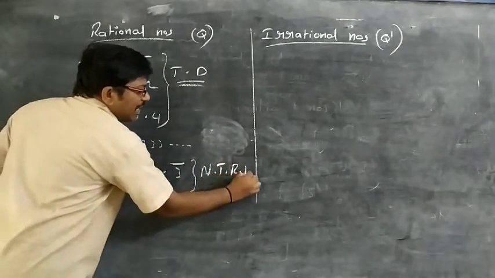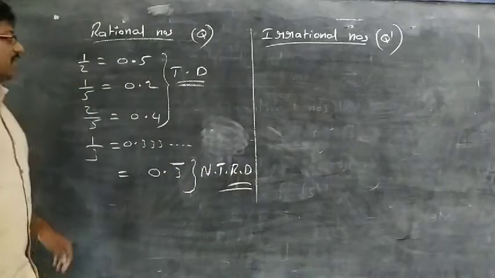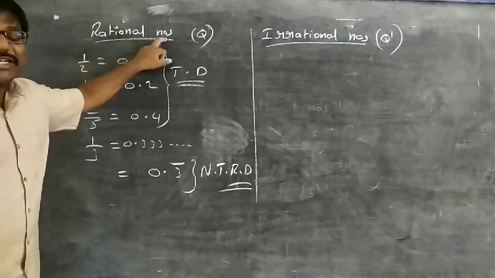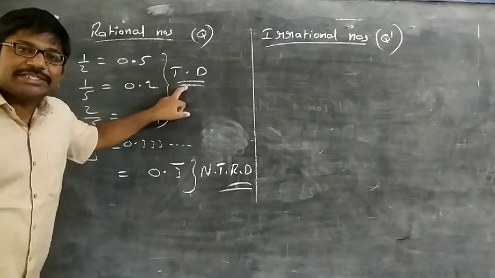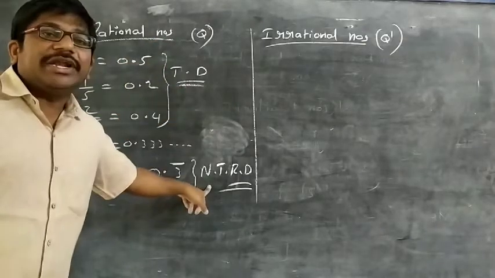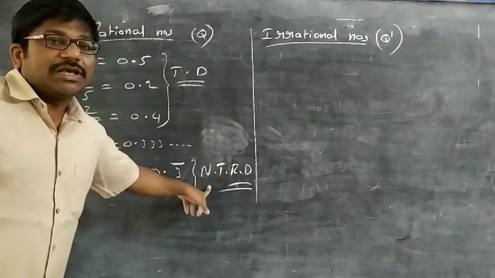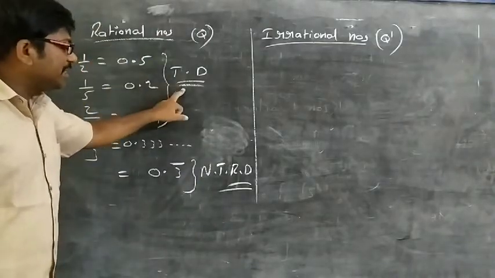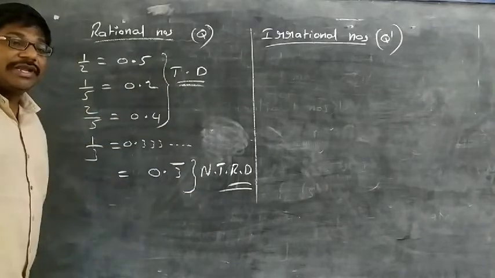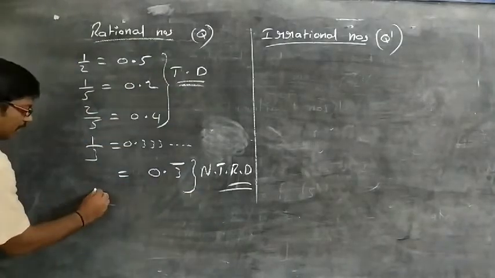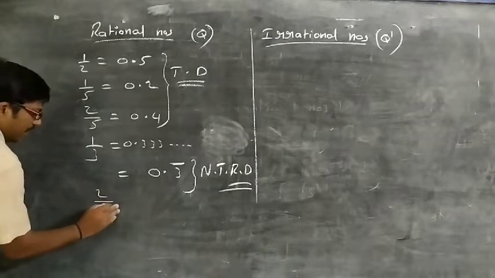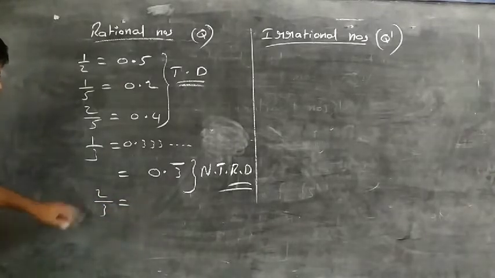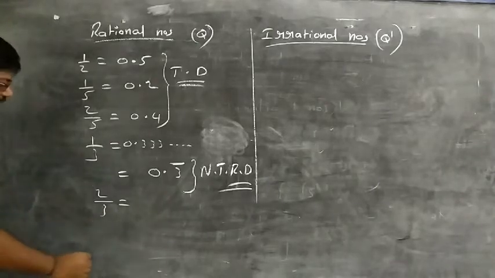So from this we conclude that rational numbers are either terminating decimals or non-terminating, repeating decimals. One more example: 2 by 3. What is the value of 2 by 3? Divide 2 with 3.